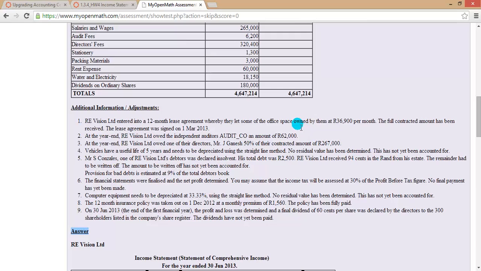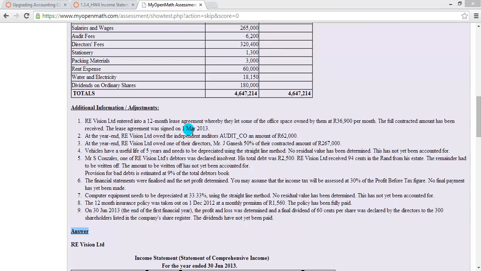In other words, they own the office space and they receive 36,900 Rand per month for this office space that somebody else is renting from them. And they signed a 12-month lease agreement, so they're going to receive 36,900 Rand for 12 months. Now let's see. The full contracted amount has been received already. The lease agreement was signed on the 1st of March 2013.